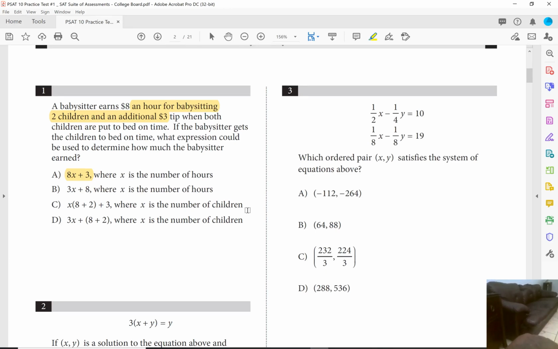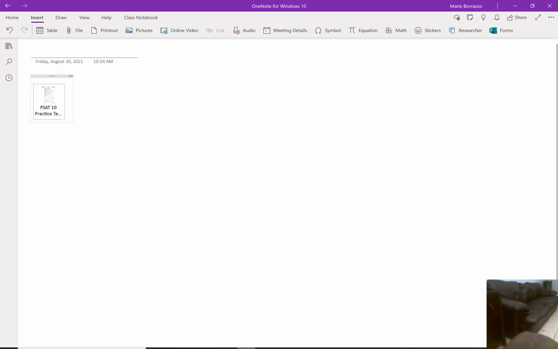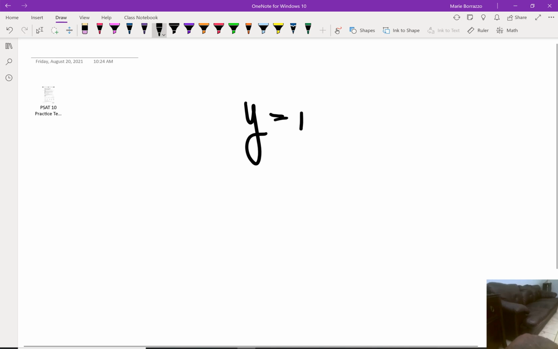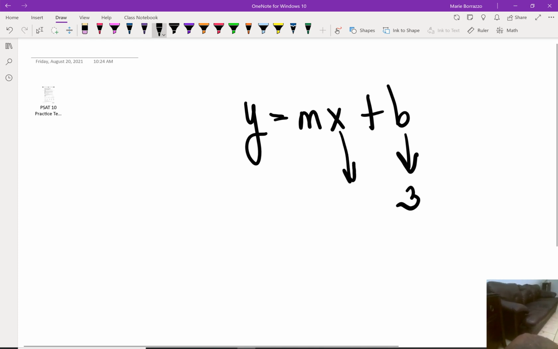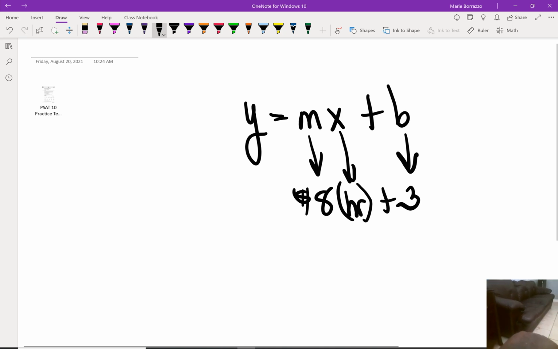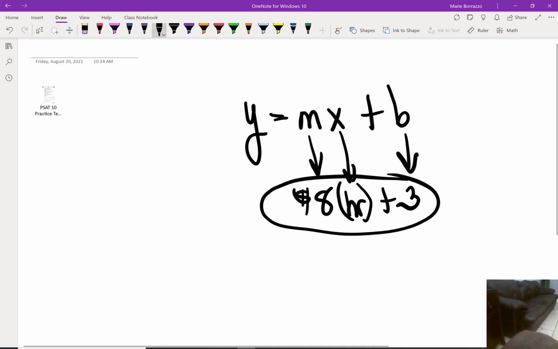Remember, this goes back to the equation where we look at mx plus b. I don't know if you remember going back to y equals mx plus b, where b is your $3 tip, x is the number of hours that you are babysitting, and m is the amount per hour that you get paid. The 2 children is irrelevant. It could be arbitrary. It could be 3 children, 4 children. It doesn't matter. That's what you agreed on. So that is the gist of this question.